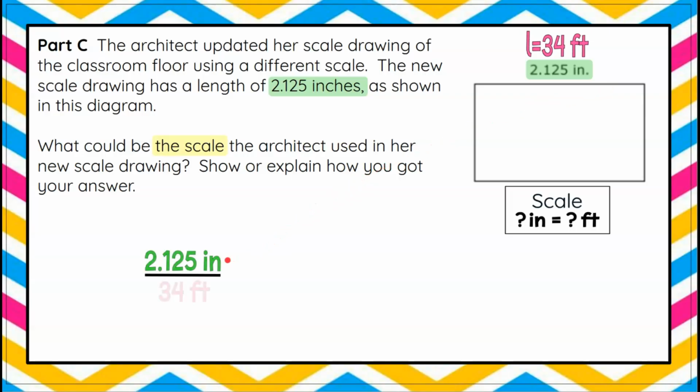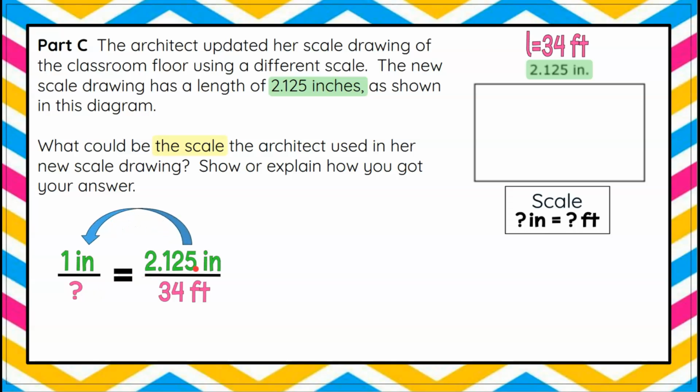So we know that 2.125 inches on the scale drawing is proportional to the 34 feet of the actual classroom. And we now want to create our scale ratio given these actual measurements. So we're going to work backwards. We want to know 1 inch is equal to how many feet?